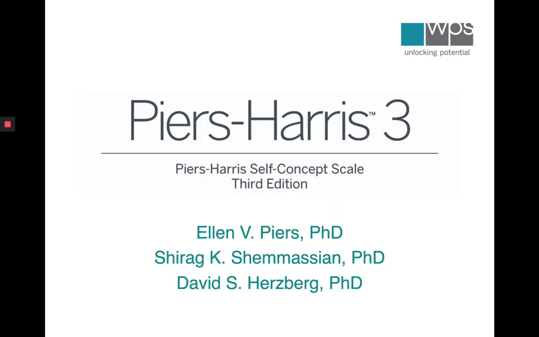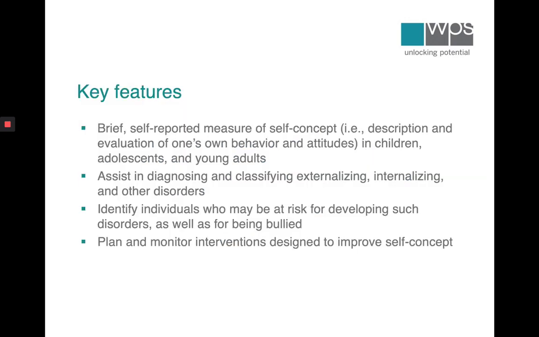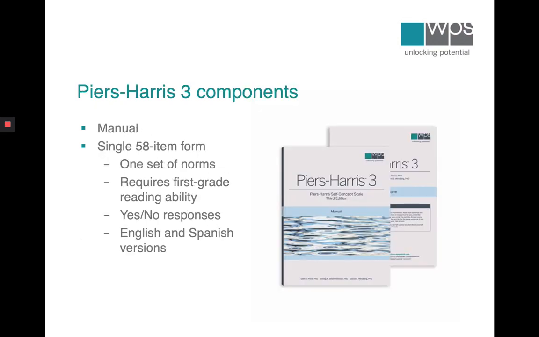The next item we're going to talk about is the Piers-Harris 3, or the Piers-Harris Self-Concept Scale 3rd edition. Now, what most school psychs like about this is a brief self-report measure to really look at self-concept for the individual that you're assessing. It can really be used as a screener or a quick check of the child's self-concept. It is a single 58-item form, so short, and again, easy to complete as the questions are answered either yes or no. There is an English and Spanish version available.